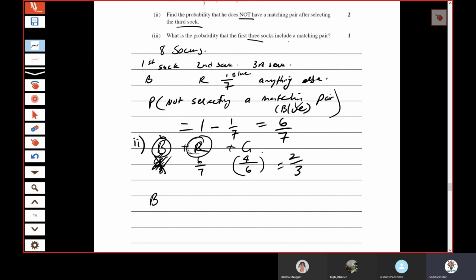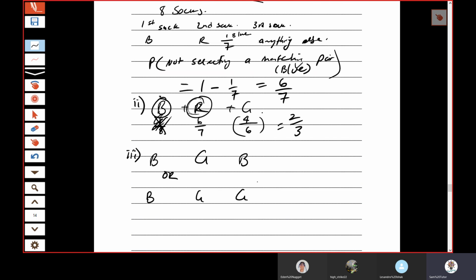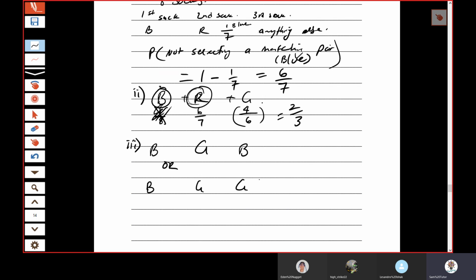The probability that the first 3 socks include a matching pair. No, I think you probably would have gone more blue, green, blue. Or you would have gone blue, green, green. That's it, pretty much. Because I'm assuming if you've already got a matching pair, would you go out and get another green one? Why would you do that? So I'm going to use that logic, and I guess we'll find out.